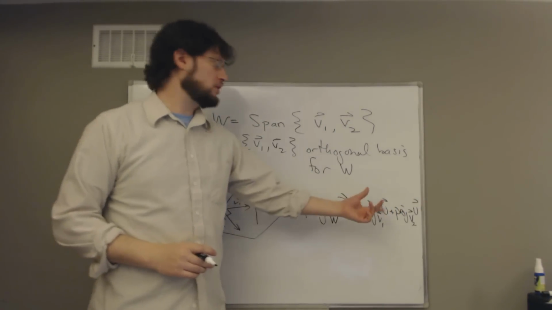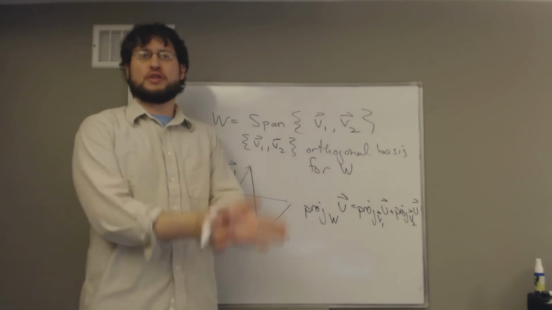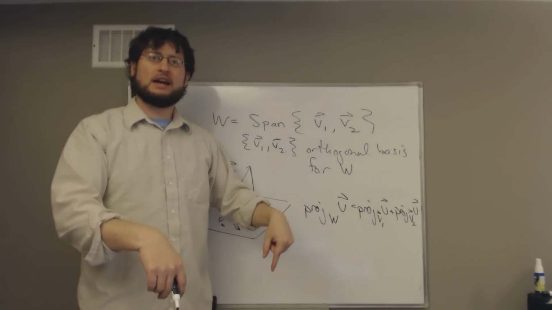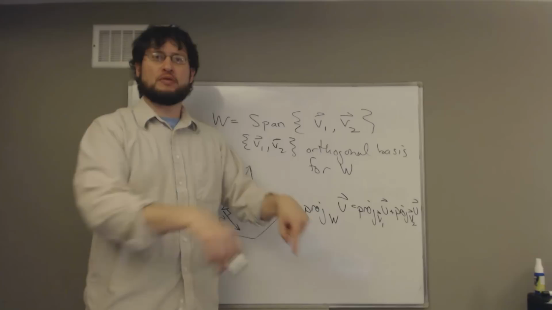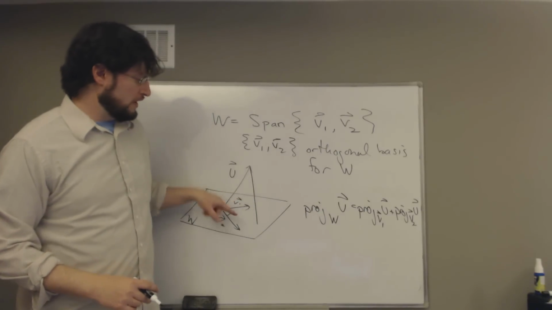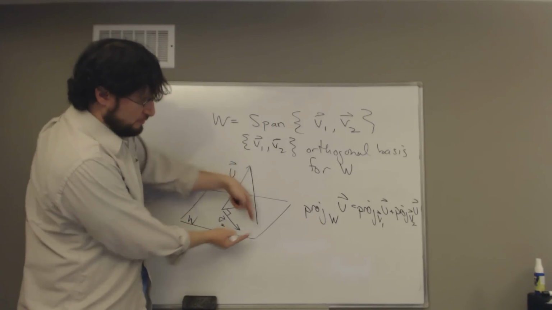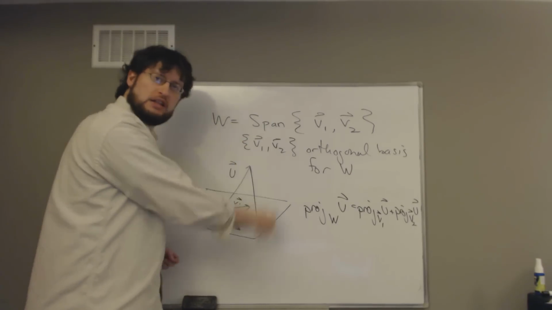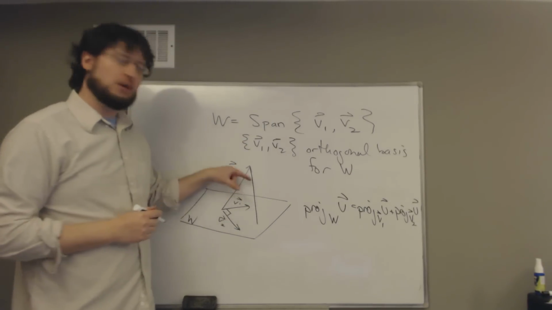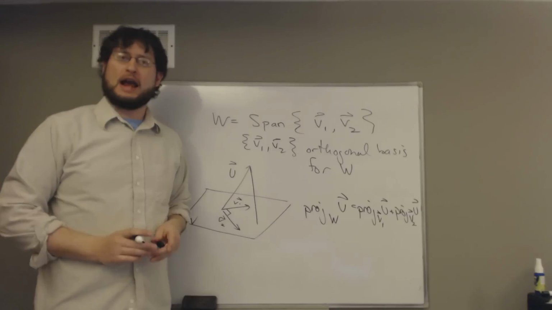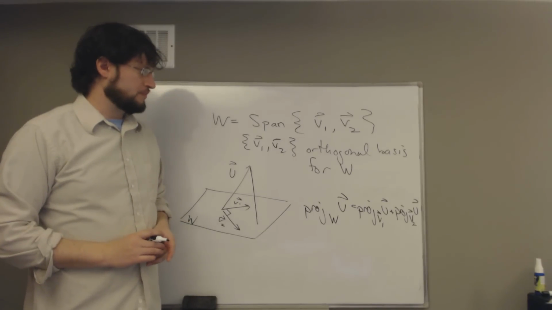The reason that works is because these basis elements are orthogonal. If they weren't orthogonal, when I project down and then add up, we'd get a parallelogram rather than a rectangle, and it would push it too far out. Since these are orthogonal, when we project down and then add up, we get a rectangle and it pushes it directly underneath where it needs to be.